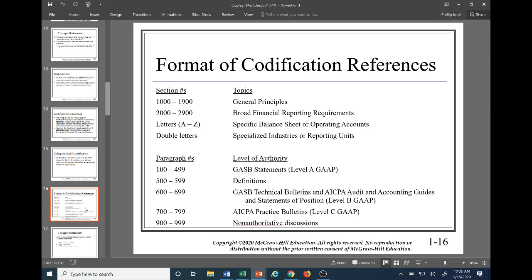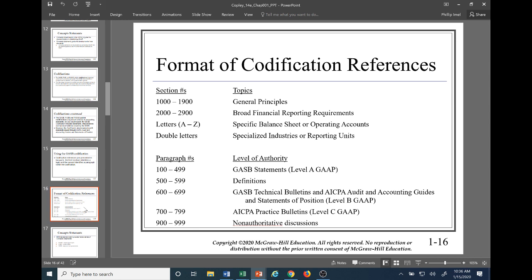So if we're going to look right here at this section of the codification, section 1000 indicates that this pertains to general principles, right? See how we pulled it from that section? And then the paragraph 101 presents the GAAP hierarchy, and since the paragraph number is less than 500, it comes from GASB statements. Make sense? And then it just gives you more examples. When you get your book, you can kind of see, but it gets into the letters. But it's the same thing. You start from your topics, and the second section after the dot is what paragraph. So that's how the code works.